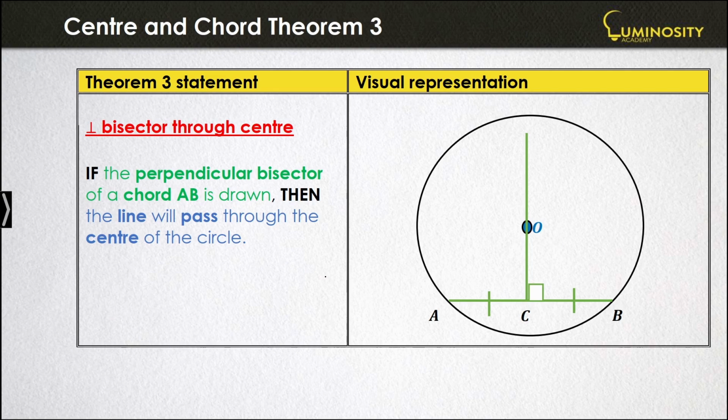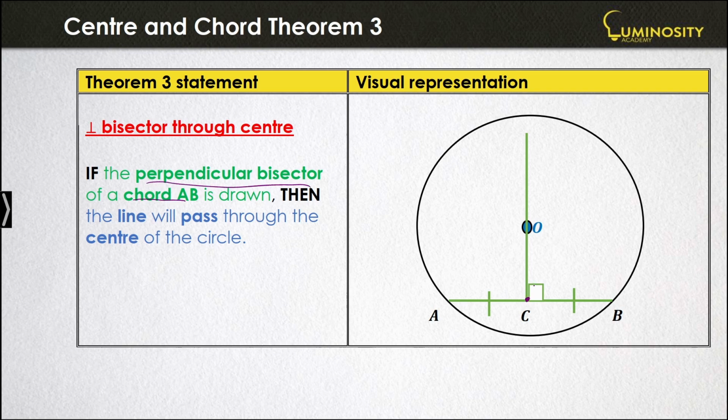Lastly, we have a third theorem about centers and chords, and this is a less well-known one, but we will go ahead and show and prove it anyway, and that is the fact that the perpendicular bisector of a chord actually passes through the center of a circle. So here's the if part, the hypothesis. You have a line that is perpendicular to a chord AB, and it bisects that chord.